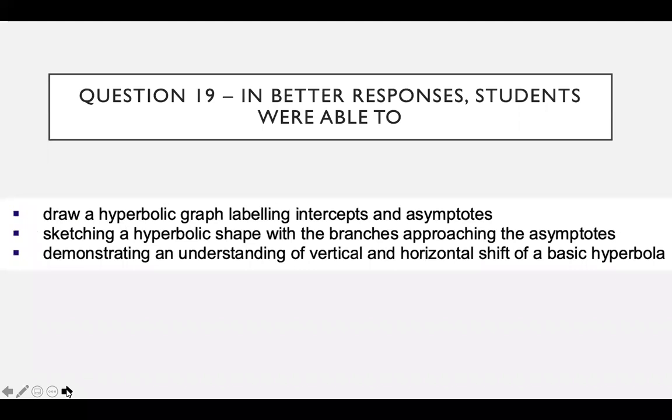In better responses, students were able to draw a hyperbolic graph, labeling intercepts and asymptotes. They were able to perform the task. Wonderful. They were able to sketch a hyperbolic shape with the branches approaching the asymptotes, I might add, and not crossing them. And they were able to demonstrate an understanding of the vertical and the horizontal shift of a basic hyperbola. And it was great to see that done really well.